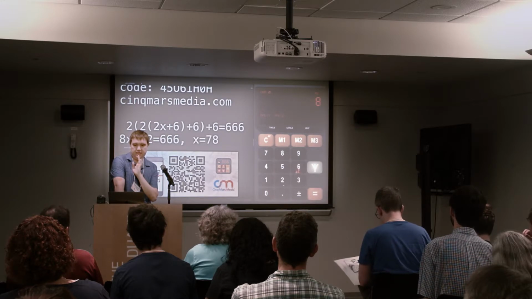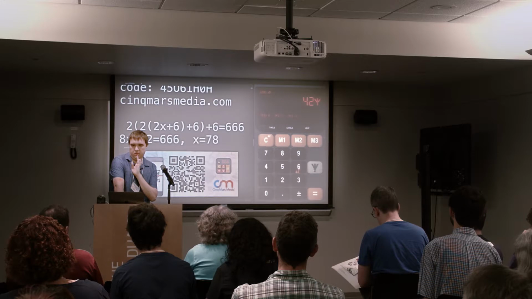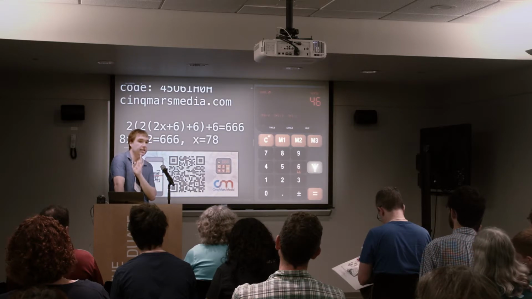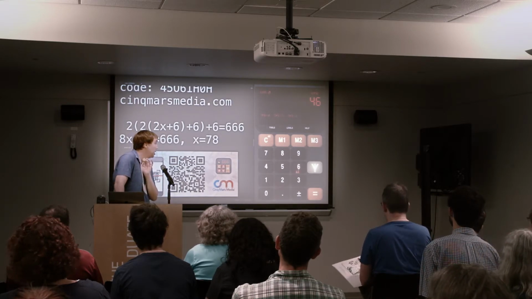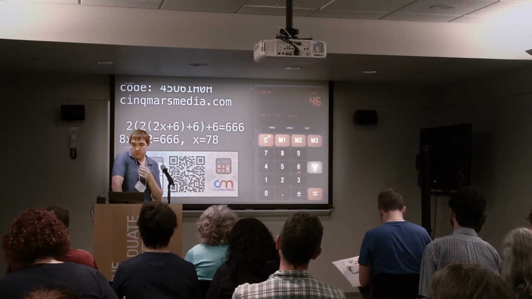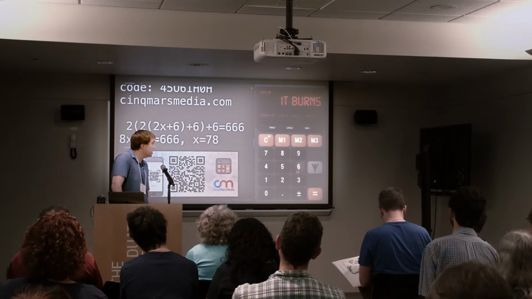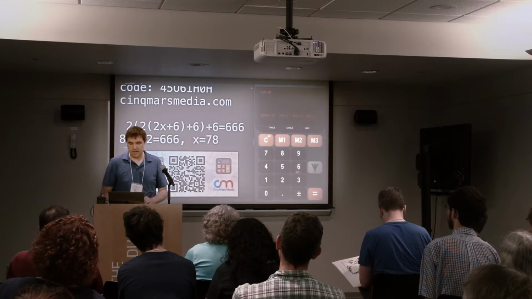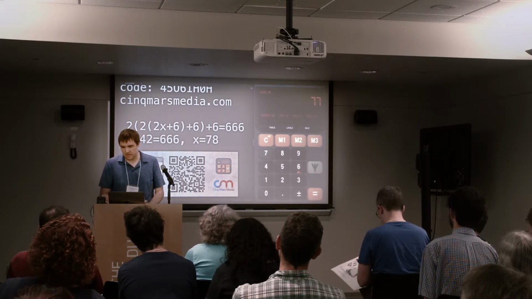Maybe some of you are starting to see it. 42 pitchfork 50, 46. What it's doing is it's taking the mean. It's taking the average of the 2 inputs. So in this particular case, we can't use 6. So we'll have to come up with 2 inputs that average to 666. Let's say 777 and 555.